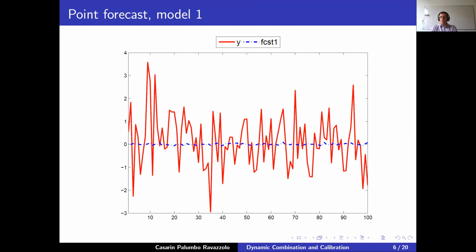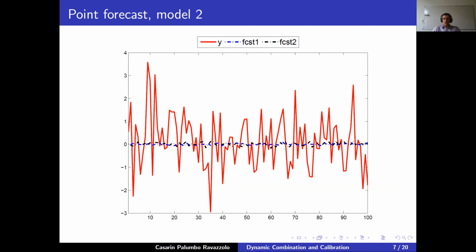So let me take this simple exercise. The series in red is the variable I would like to predict. And I use model 1, which is in blue, to predict that. And I use point forecasts. And you see the red is moving a lot. It could be stock market returns, for example, something similar. And the blue is the prediction, which more or less is the mean.